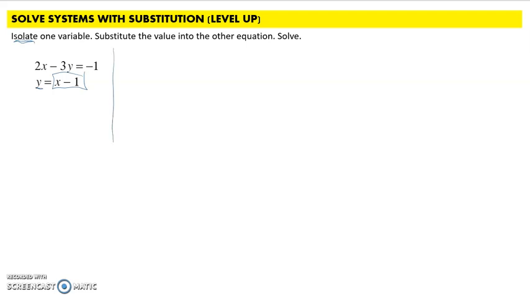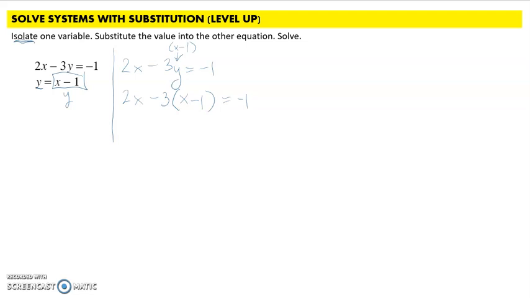So what I'm going to do is use the other equation, 2x minus 3y equals -1. And I'm still going to substitute x minus 1 where y is in my equation, right? So I'm going to put x minus 1 in where y is. And remember, -3 times y, so it's multiplication. So here we go. 2 times x minus 3 times, and now instead of y, I'm going to put x minus 1 here. Notice it's all in parentheses.